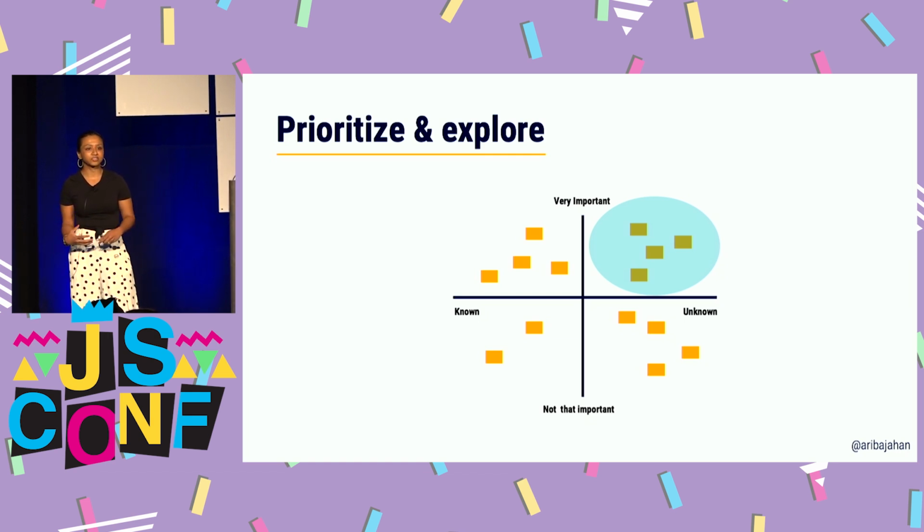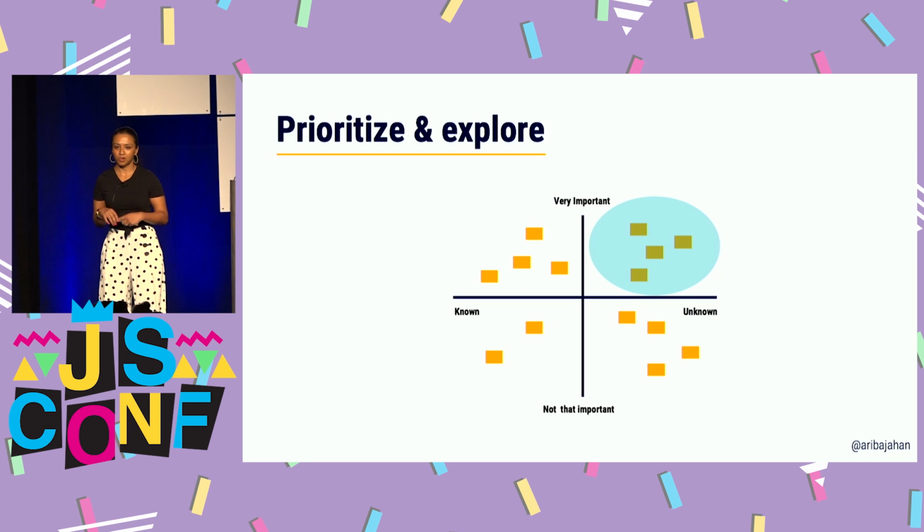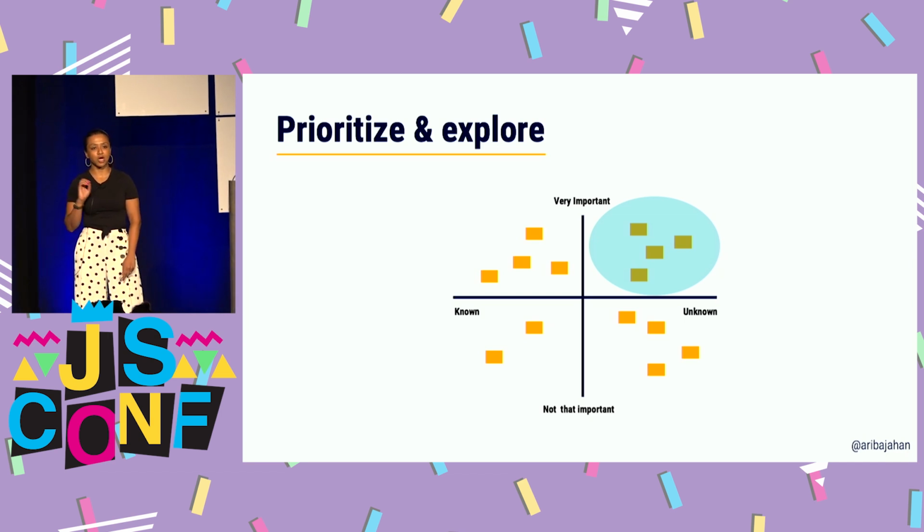So we took all of our assumptions, and we needed to figure out, well, where do we go from here? To prioritize what we needed to dig into, we mapped all of our assumptions on a 2x2 grid like this, where the x-axis spanned from known to unknown, and the y-axis spanned from very important to not that important. And it helped us tease out those critical uncertainties that we really needed to figure out before going any further.